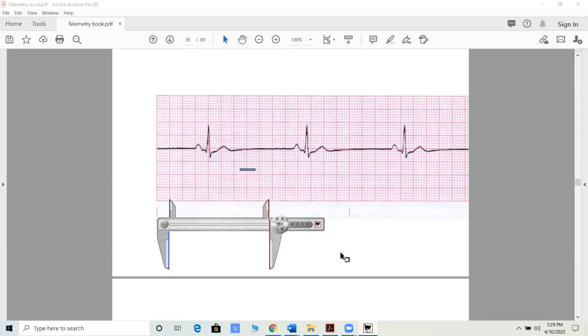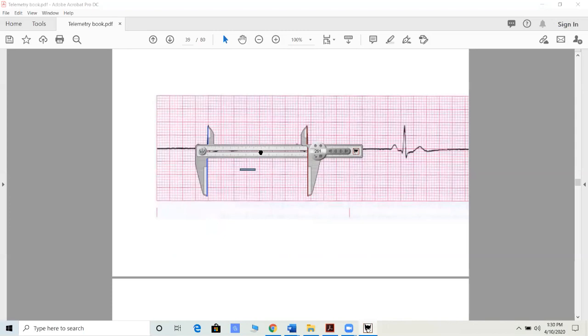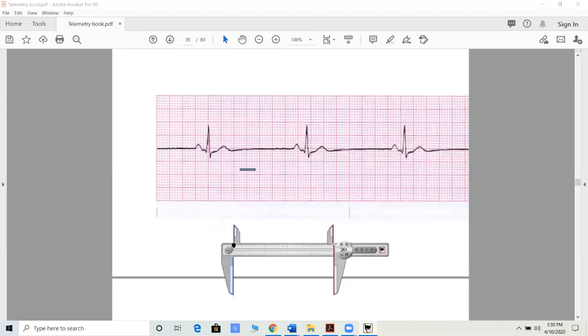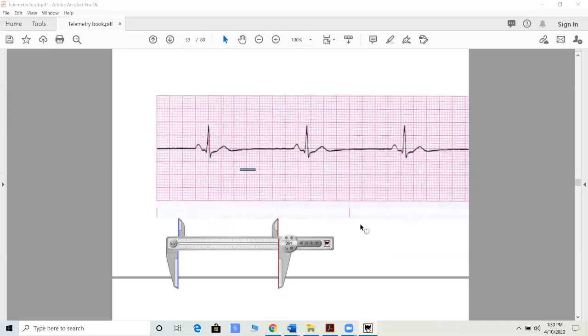We've got some answers here. Let me take a look at what we got. Let's see what some of you came up with. Yes, this is a very slow heart rate. We're getting 38 to 39. Oh my God. Now we're going to measure the ventricular rate, and then I'm going to ask you another question and see what you come up with. All right, here we go. R to R, R to R. So the ventricular rate and the atrial rate are the same.